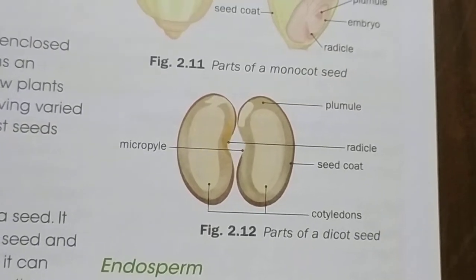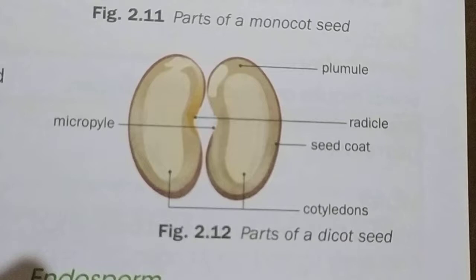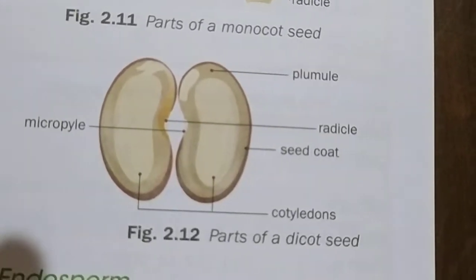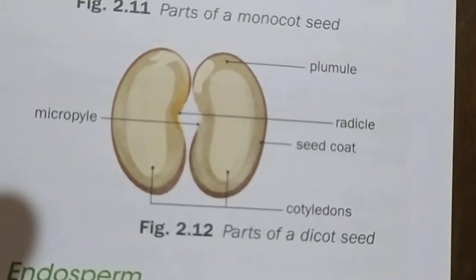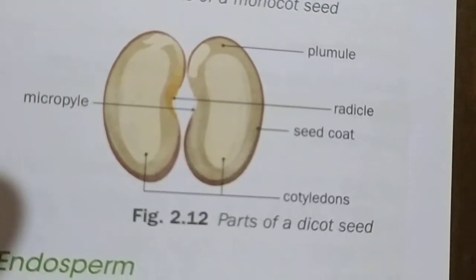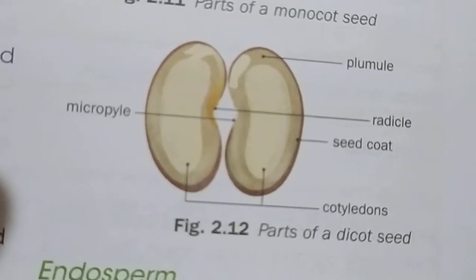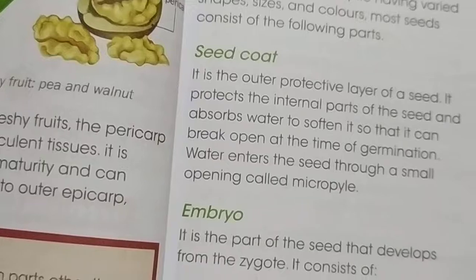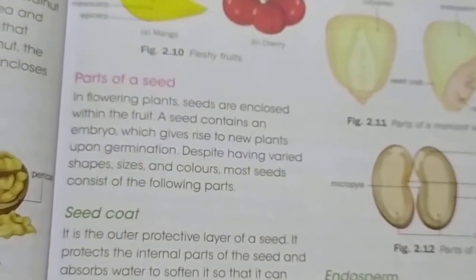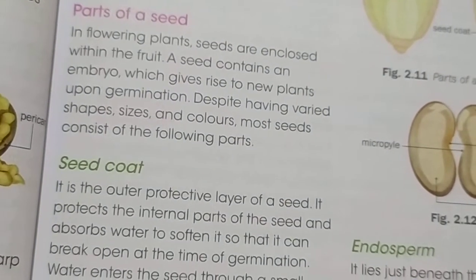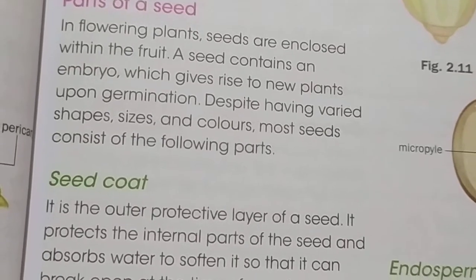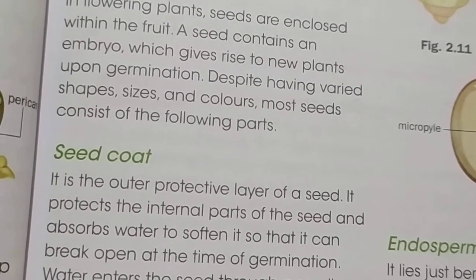Okay, look at the diagram. Parts of a dicot seed. This one only you have to draw. Parts of a dicot seed. What are they? Radicle, seed coat, cotyledons, and the micropyle. Then what is the explanation that you have to give? The explanation is parts of a dicot seed. Seeds are enclosed within the fruit. A seed contains an embryo which gives rise to the new plant.